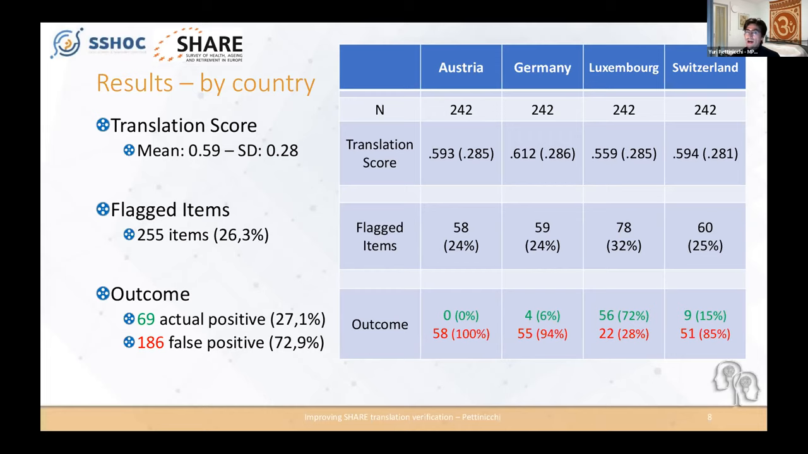That implies a higher number of items to be flagged, which indeed end up being true positive cases. On the other hand, for other countries like Austria and Germany, the number of flagged items is lower, around 60, and for none of them was there any follow-up from the translator. So the false positive rate here is very high. That's the first result: it depends on the quality of the country team, and our system is better able to spot something to be rechecked.